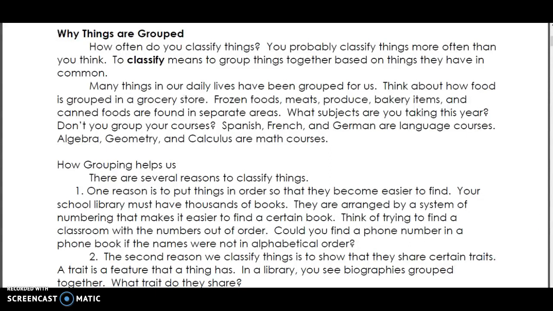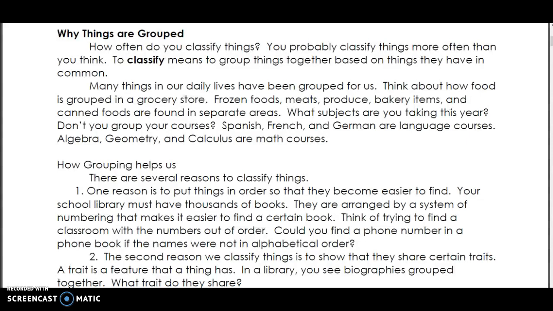Many things in our daily lives have been grouped for us. Think about how food is grouped in a grocery store. Frozen foods, meats, produce, bakery items, and canned foods are found in separate areas. What subjects are you taking this year? Don't you group your courses? Spanish, French, and German are language courses. Algebra, geometry, and calculus are math courses.